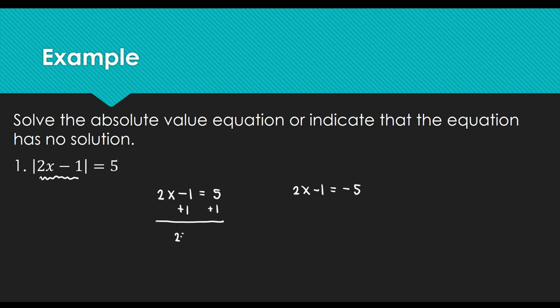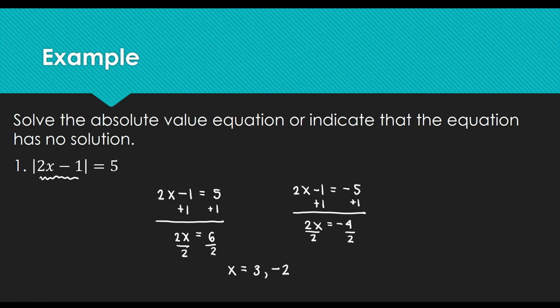So I'll add 1. That gives me 2x equaling 6. I'll divide both sides by 2. And so one of my answers is 3. Same exact steps over here. I'm going to add 1. That gives me then 2x equaling negative 4. I'll divide by 2. And I get negative 2.